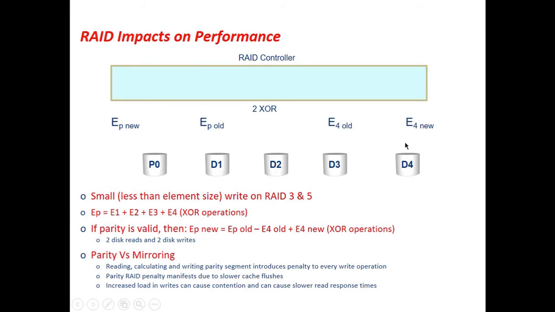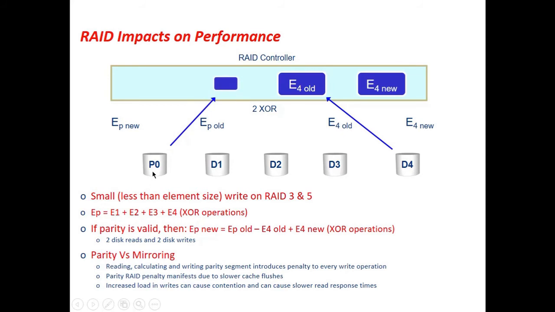In that case, the RAID controller should first read the old data that is present in disk 4. It should read the old parity value. Remember, we have just finished 2 read operations. Then it needs to perform an XOR operation to compute the new parity value.